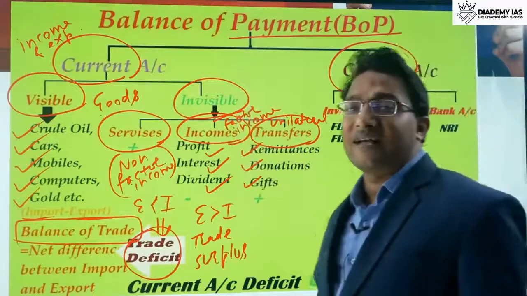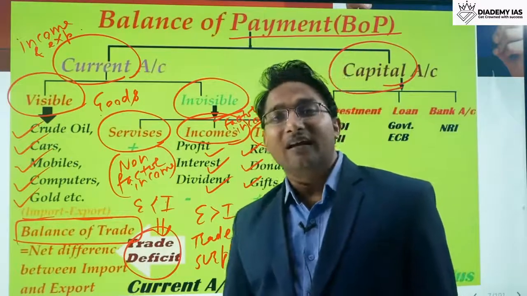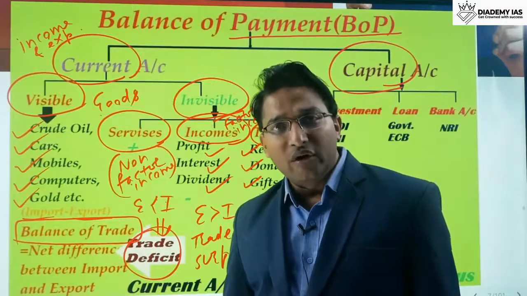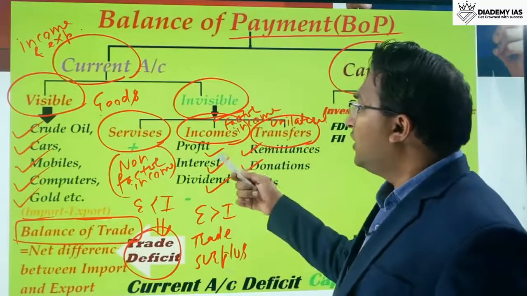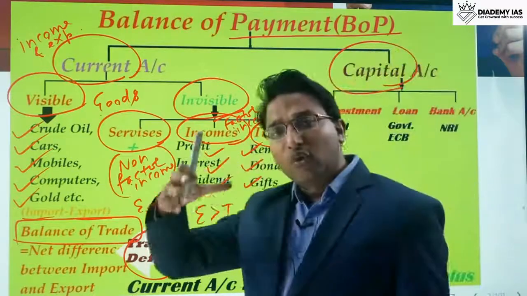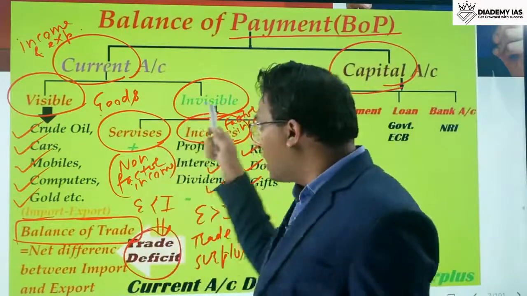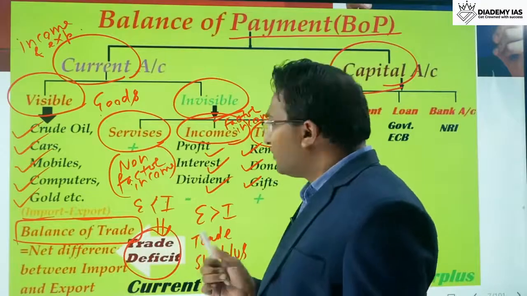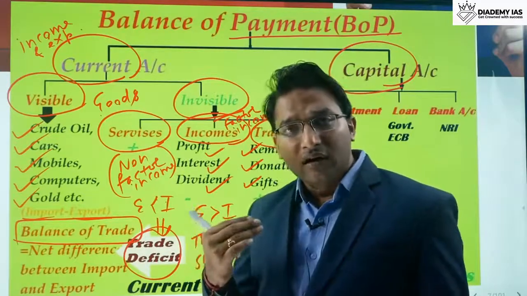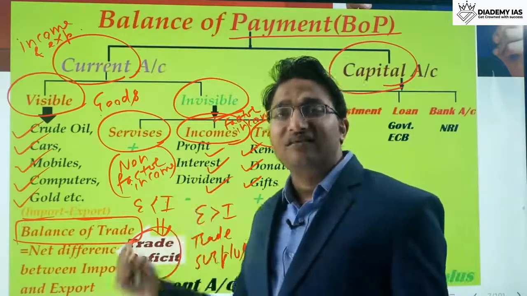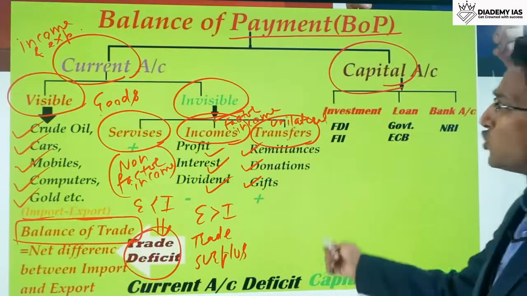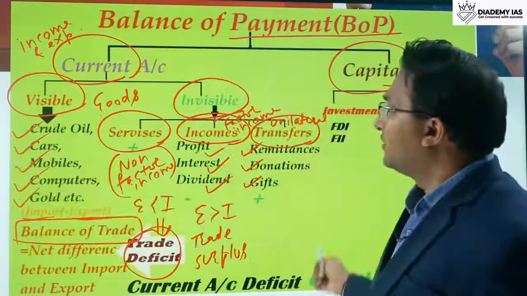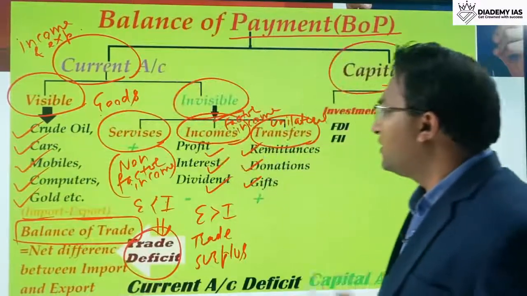These invisibles can have a deficit or they can have a surplus. So if the outflow of money is more than the inflow of money combinedly from all these items, then that is invisible deficit. Otherwise, there is invisible surplus. So this was all about the current account.